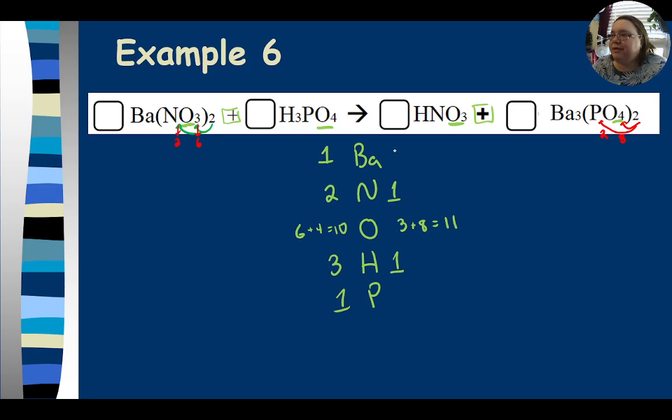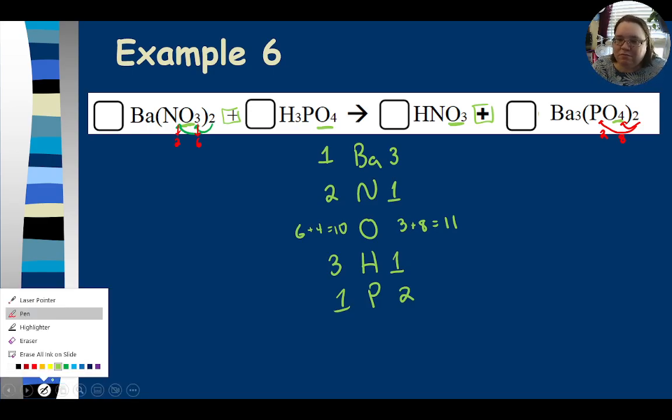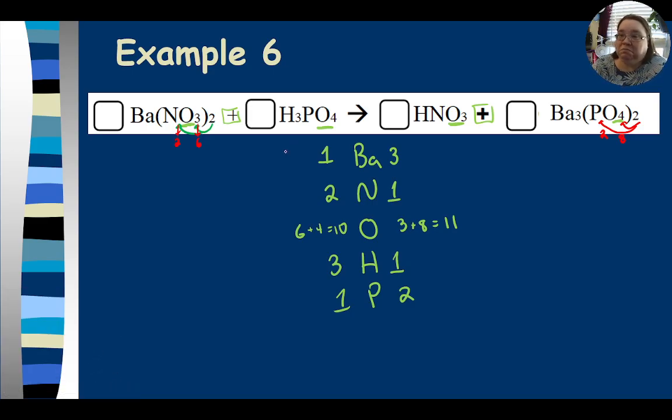My barium, I have 3. My phosphorus, I have 2. So we have done our initial count. This is where that general rule of not starting with your H's and O's will be a lifesaver. Do not start with your H or your O. Pick a different element to start with. So your choices are your BA, your N, or your P. Does not matter. I like to go from either left to right or top to bottom depending on what we're looking at. So I'm going to go left to right.